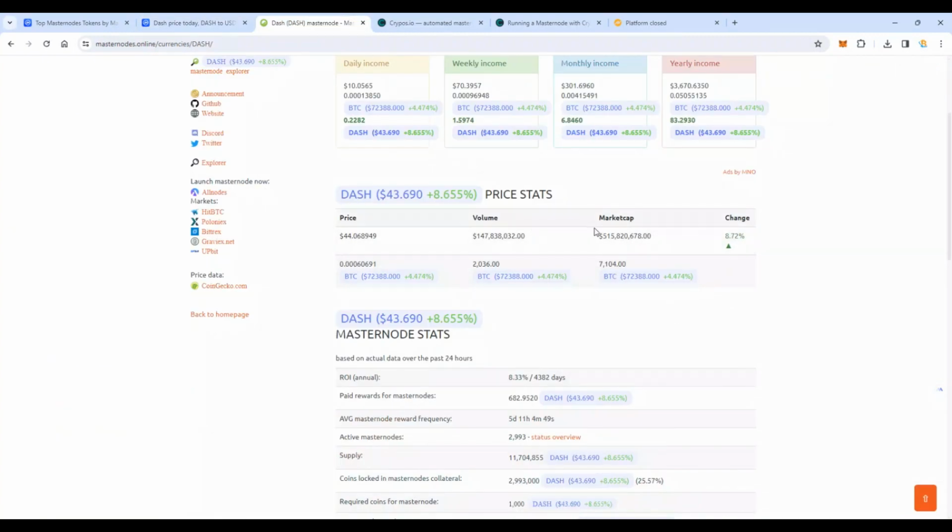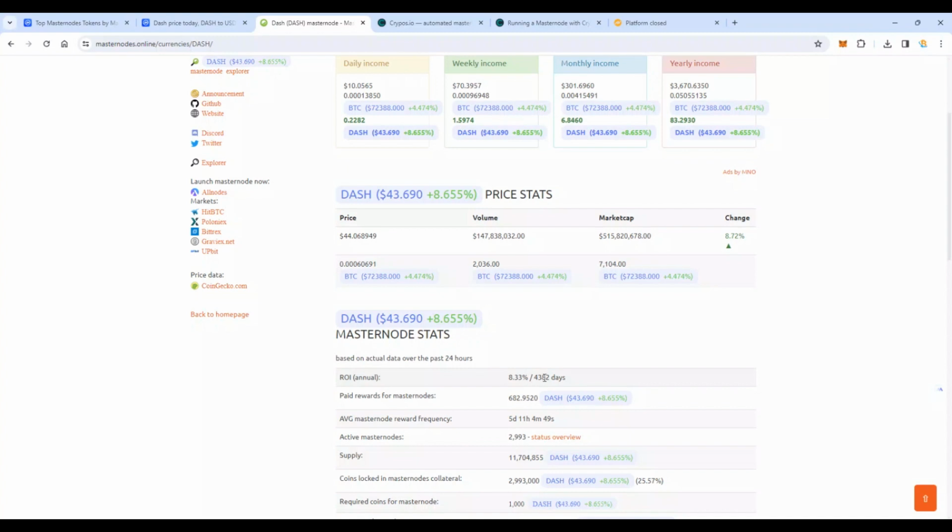Okay, I don't know where there is a small discrepancy, but it could probably be from where Masternodes Online is getting its information. And you can see the 24-hour change is equivalent to 8.72%. And the market cap is also equivalent to 7,000 Bitcoins, okay? Now, there is a Masternode statistics section here. Based on the actual data over the past 24 hours, the annual return on investment is around 8.33%.